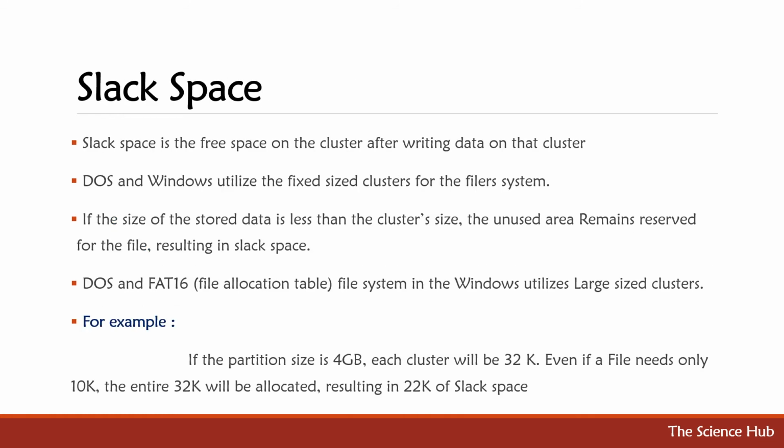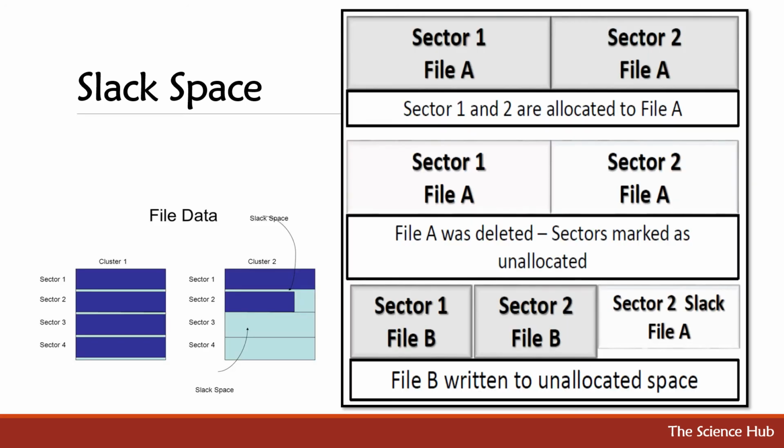Slack space. Slack space is the free space on the cluster after writing data on that cluster. DOS and Windows utilize fixed size clusters for the file systems. If the file size of the stored data is less than the cluster size, the unused area remains reserved for the file, resulting in slack space. DOS and the FAT16 file system in Windows utilize large sized clusters. For example, if the partition size is 4 GB, each cluster will be 32 kilobytes. Even if a file needs only 10 kilobytes, the entire 32 kilobytes will be allocated, resulting in 22 kilobytes of slack space. This is the diagram of a slack space.